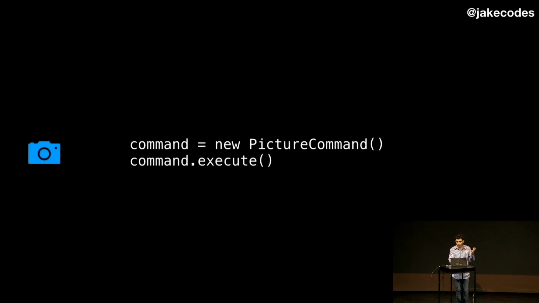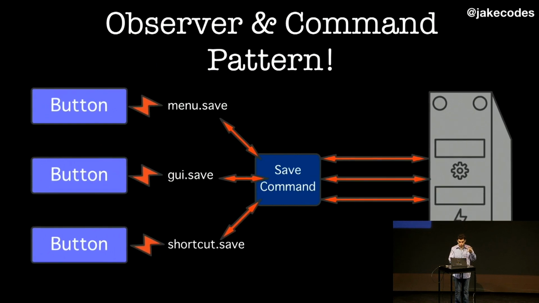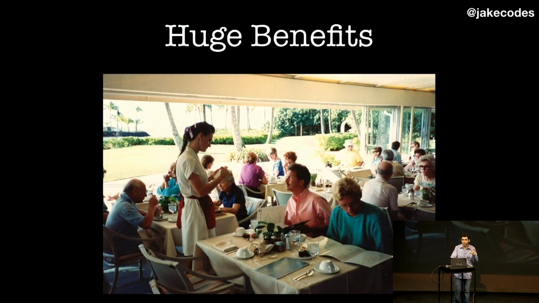So when you actually create a command, when you use an existing command, this is what it looks like. Let's say it's a picture command. You create a new command: command equals new picture. So notice we're creating an actual instance every time. That means every time you click a button, a new instance of a class is being created. You might think this is expensive, but it's not at all. And then you just call command.execute. So to show you back again, this is what it looks like. And this has huge benefits.